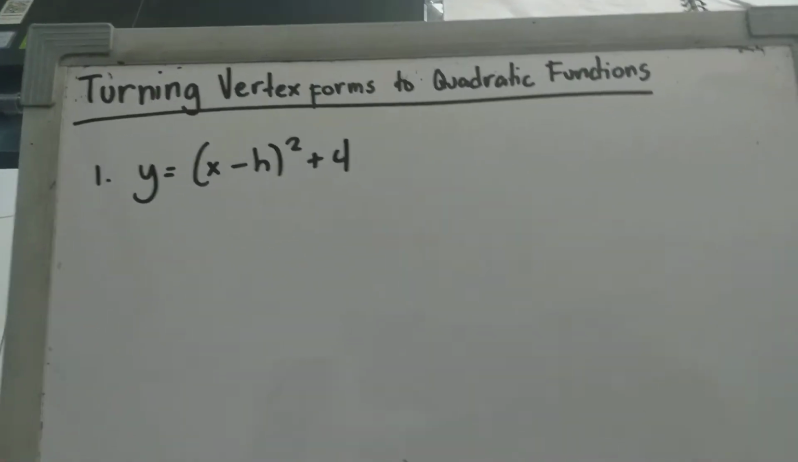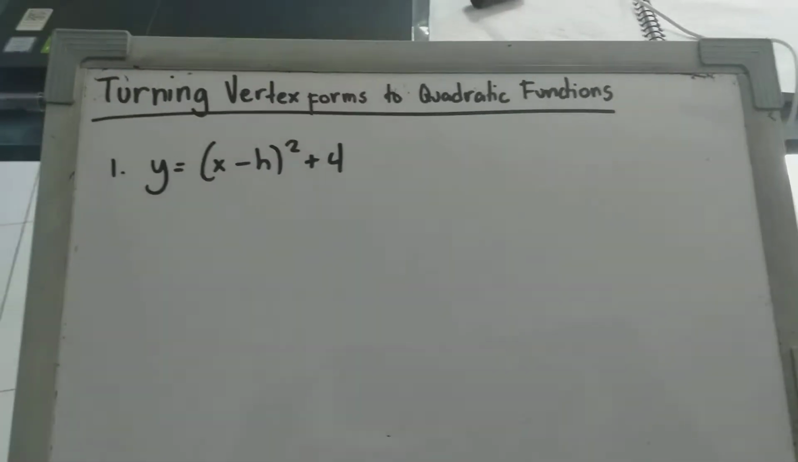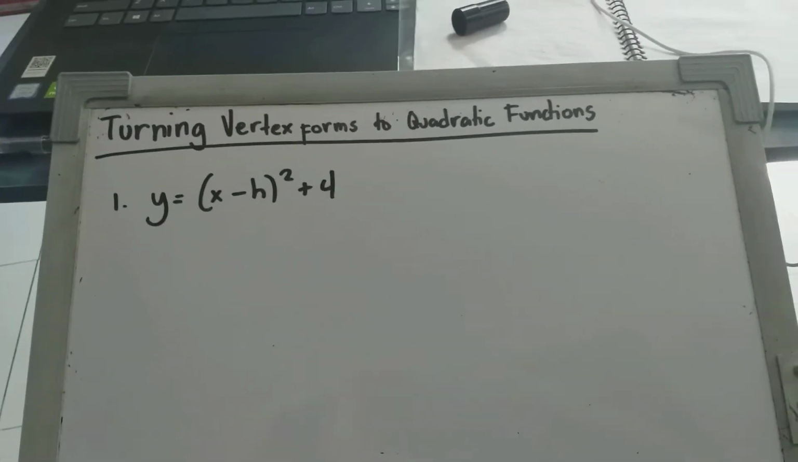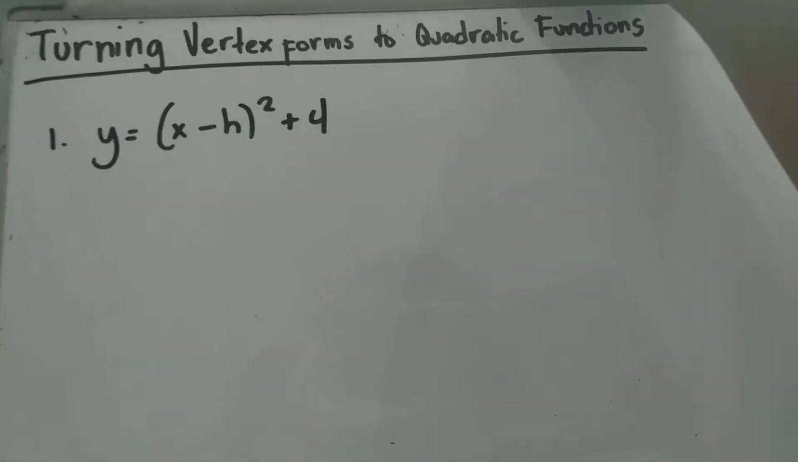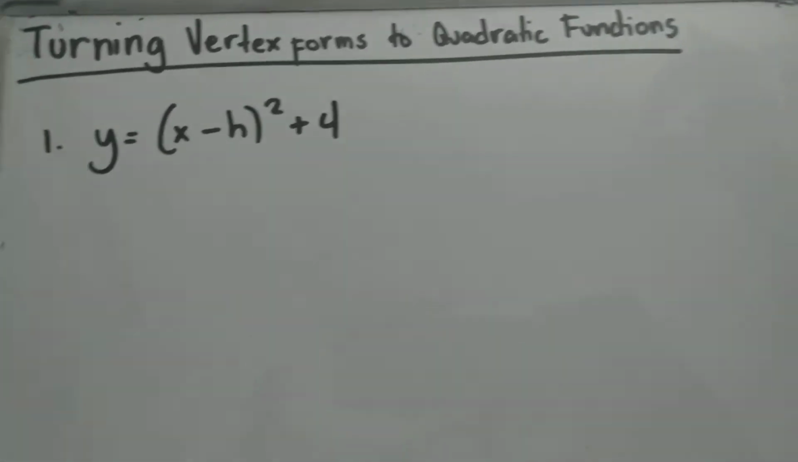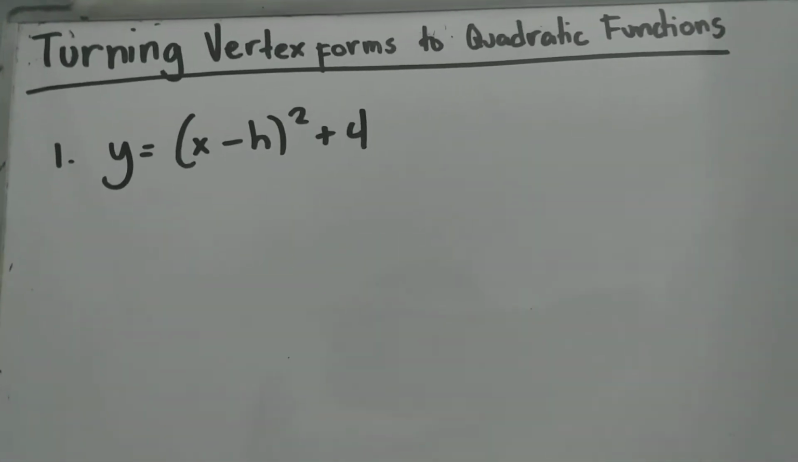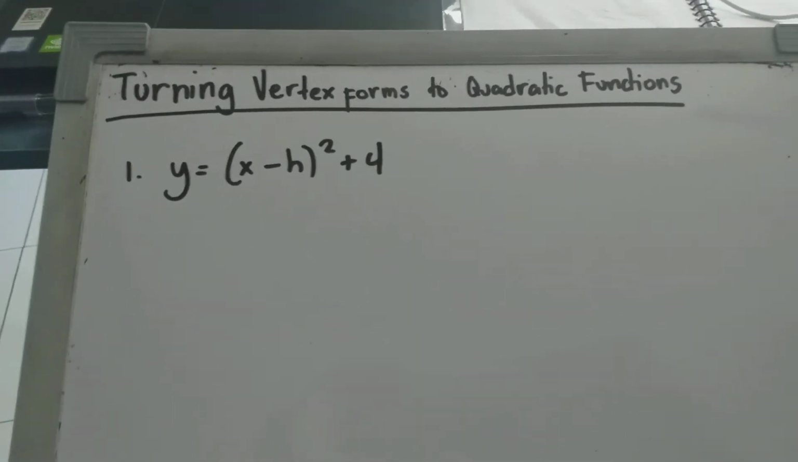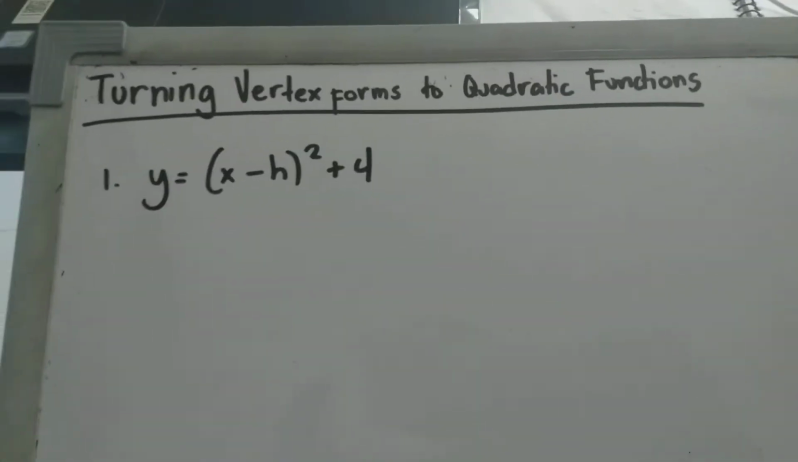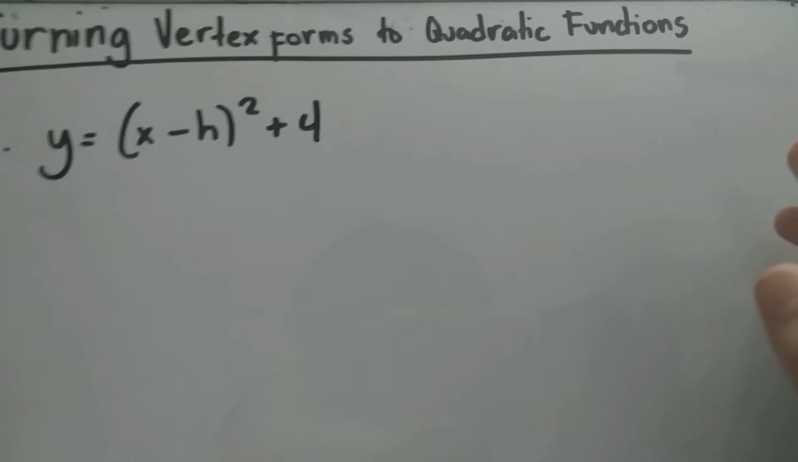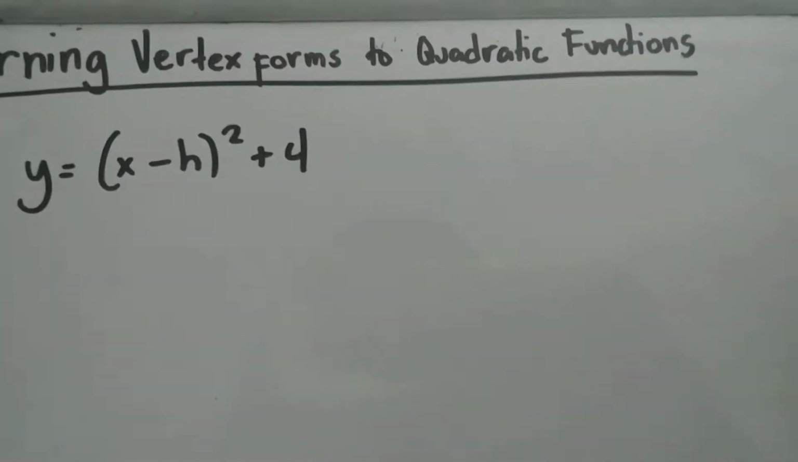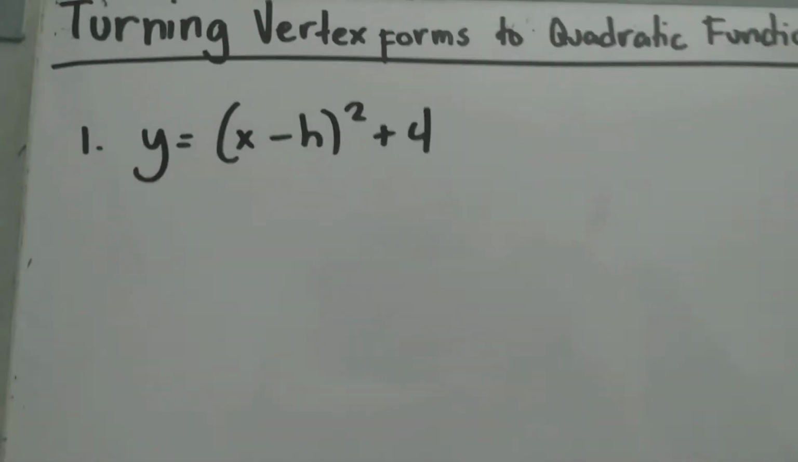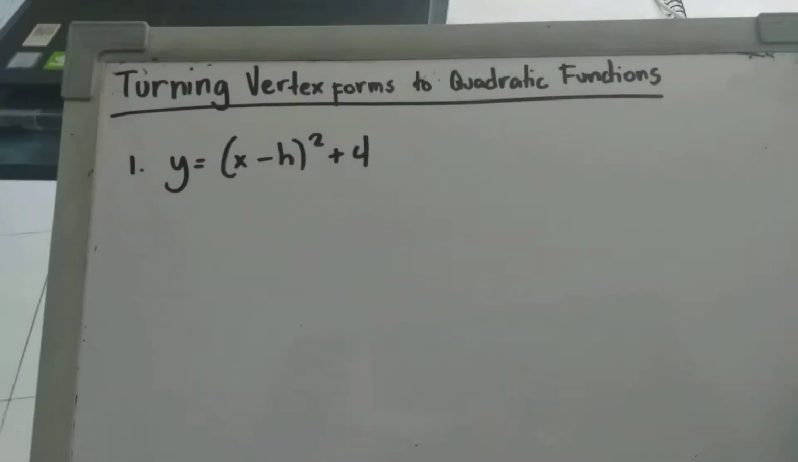Okay, so today we're going to talk about turning vertex forms into their quadratic functions. If you recall, you were turning quadratic functions into vertex form by using two different methods a few videos ago. Now we're going to do it the other way around. So we're going to turn a vertex form into a quadratic function or a quadratic equation.